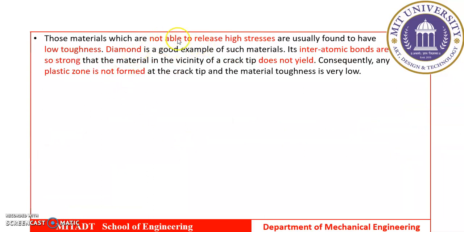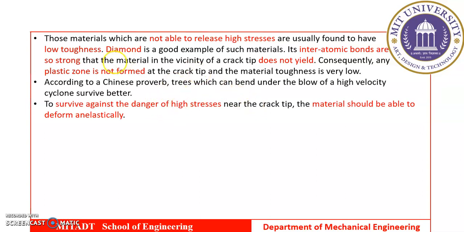Now the example is given of the diamond. Diamond is a material which is not able to release the high stresses. Hence it has low toughness. In diamond, the interatomic bonds are strong. Hence, the material does not yield near the crack tip, the plastic zone is not formed and the material toughness is very low. That means the formation of a plastic zone is very necessary for the material to be tough.